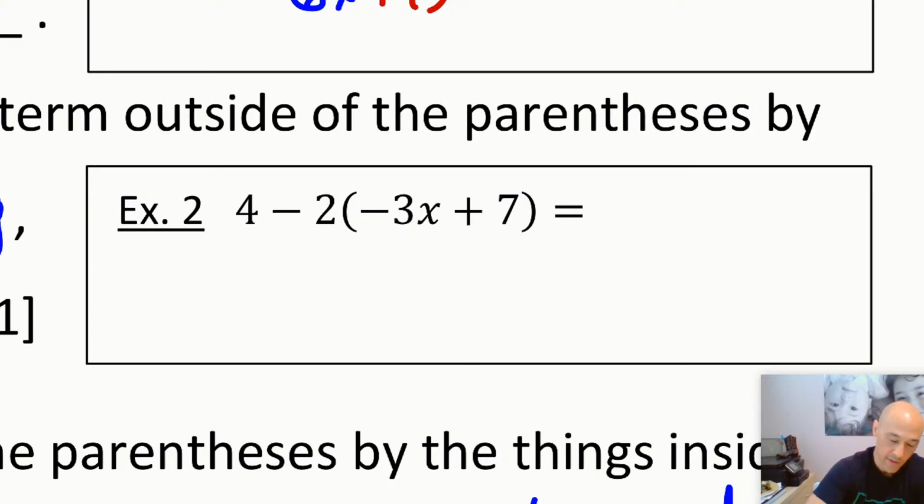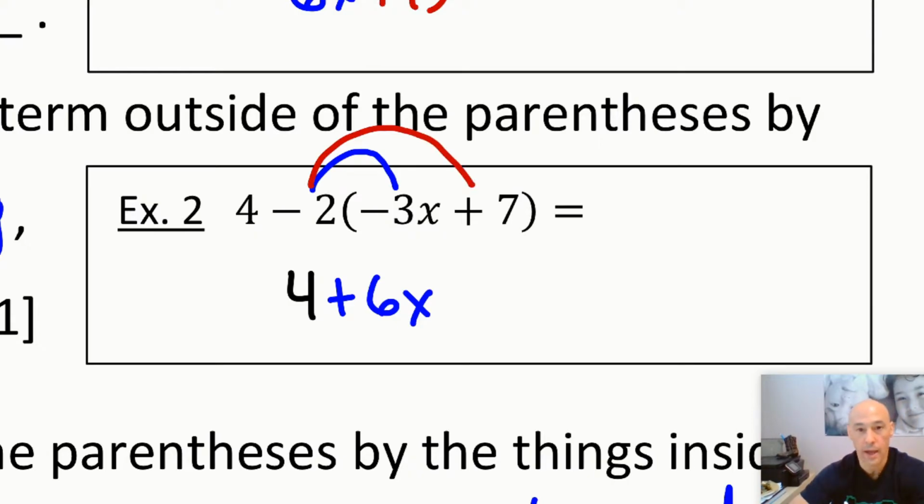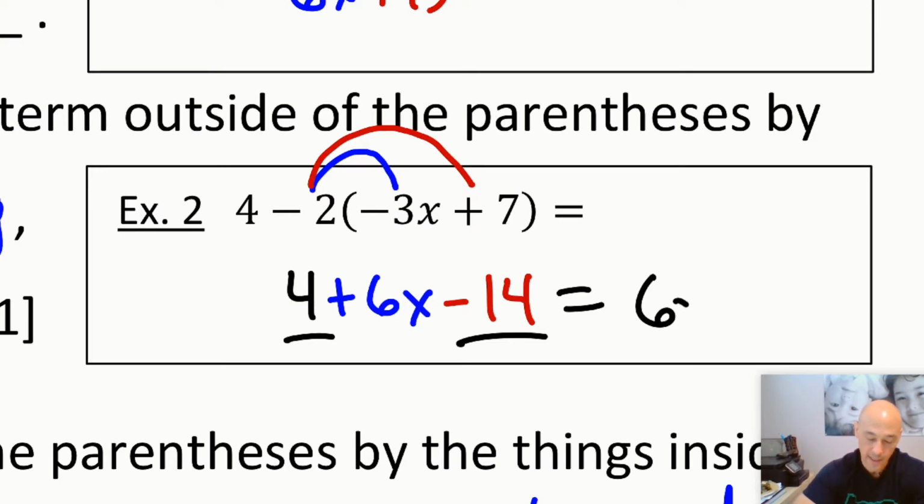So we have the 4 right here. And then we have the negative 2 that is distributed to negative 3x. Well, negative 2 times negative 3x is positive 6x. And then we multiply that negative 2 by positive 7. And that's going to be minus 14. And so this is the result. It's also a good idea usually to combine like terms. We can combine that 4 and that negative 14, and we get 6x minus 10.